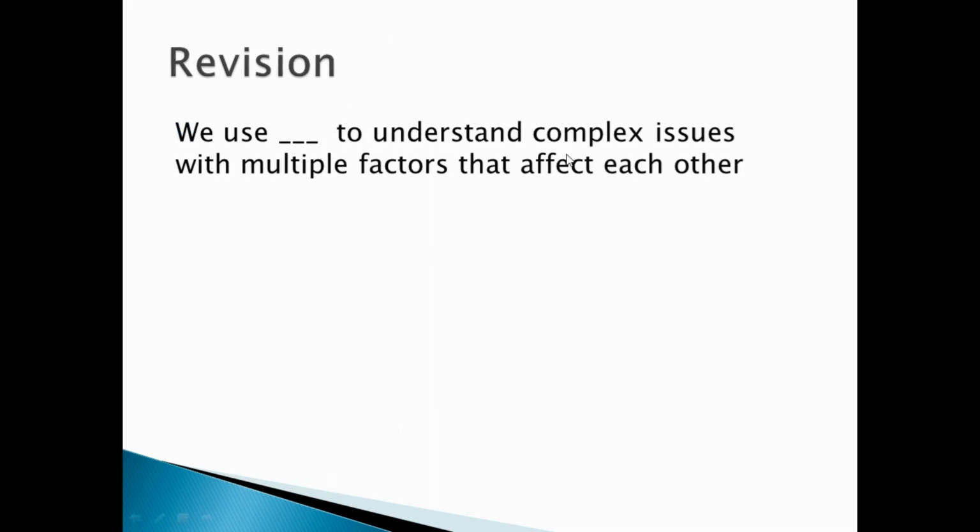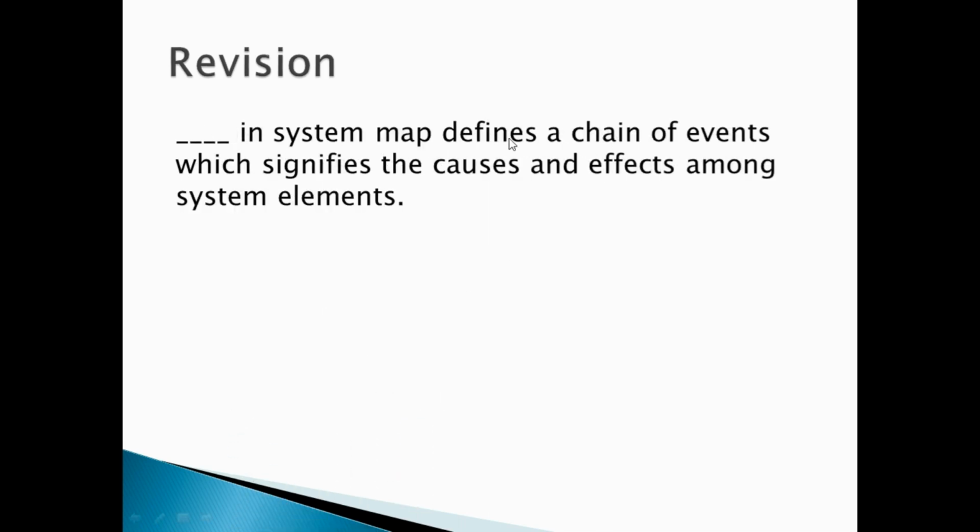We use dash to understand complex issues with multiple factors that affect each other. So, when we understand the factors and how each one affects the other, we bring in a system map. Dash in a system map defines a chain of events which signifies the causes and the effects. So as in X affects Y, Y affects Z, and consider Z affects X again. So that will be a loop.